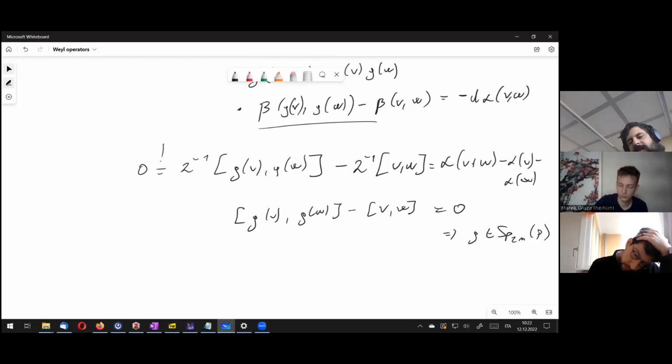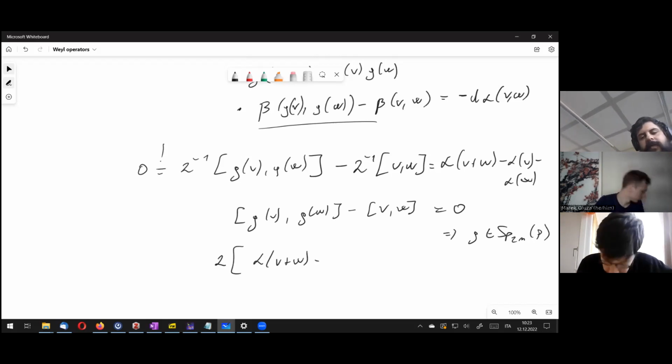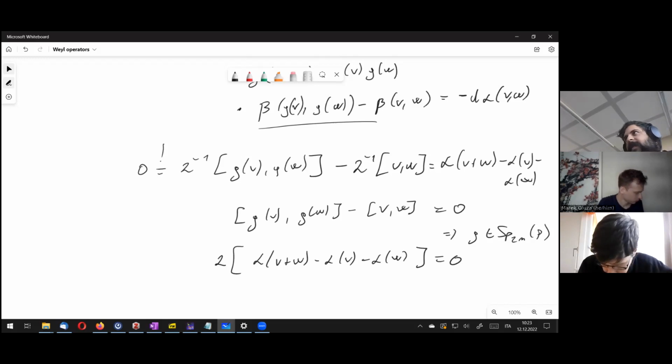This notation here is just saying that it is a symplectic group on F p, and just not writing the F. This is the first relation. The second relation is we have 2 alpha of B plus W minus alpha of B minus alpha of W is equal to 0. And that means, since 2 is invertible, because we are considering fields of odd characteristic, that alpha is a linear map.